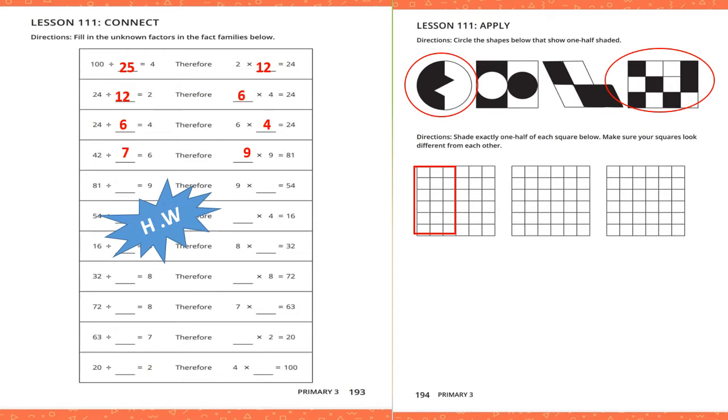Second one, I will take half but different from the other. So I will take it from the top. The last one, I will take it from the bottom. Like that. So the 3 shapes here, I will make each exactly 1/2, but in different ways. Okay?